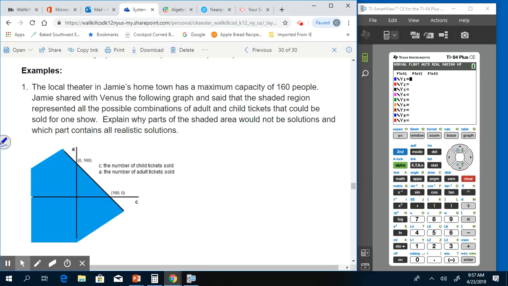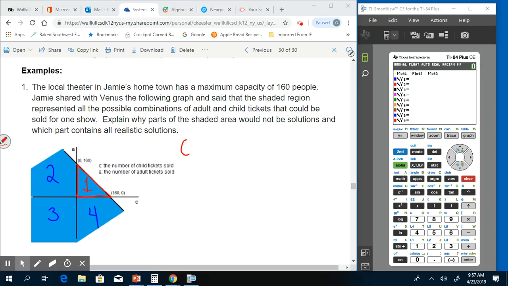So the parts of this graph that would not be realistic are the parts that would wind up giving you a negative number of adults or children. So if you're in quadrant 2, you would have a negative number of children attending this event. If you're in quadrant 3, we would have a negative number of adults and children. If you're in quadrant 4, we'd have a negative number of adults. So the only part of this graph that represents realistic solutions is the part graphed in quadrant 1.